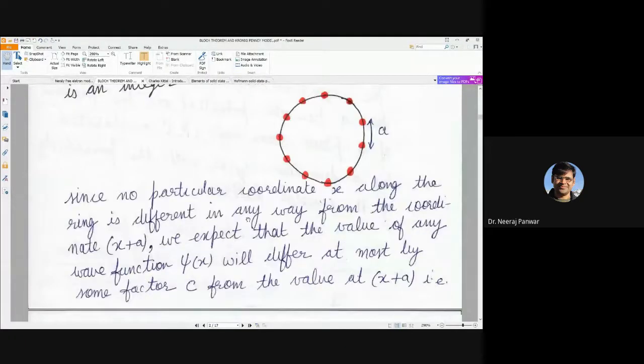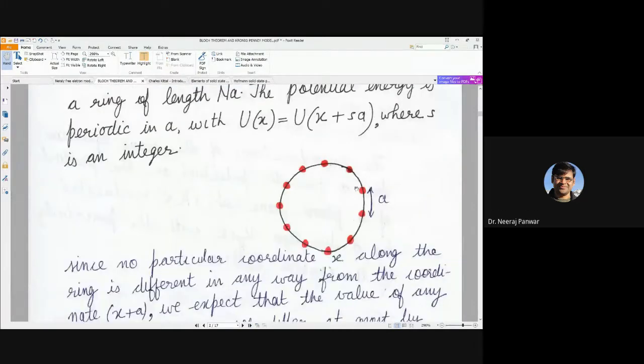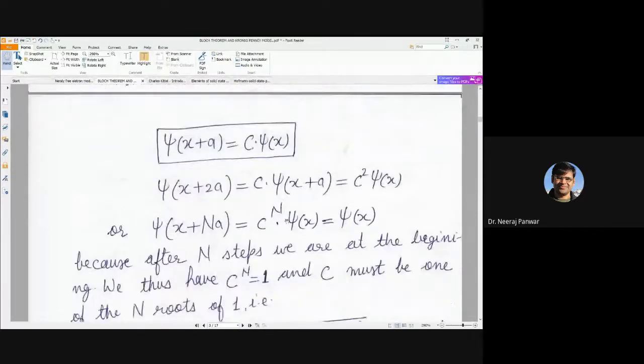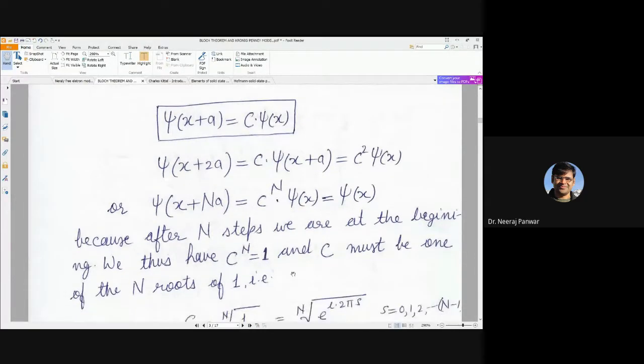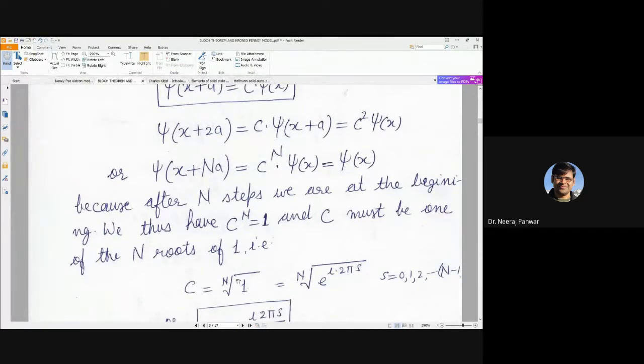We are at the same point. So therefore, psi x plus na in terms of c would be equal to c to the power n times psi x. But this should be equal to whatever is the wave function before we start our journey of one complete revolution. Therefore, c to the power n should be equal to 1, and c must be one of the nth roots of 1.